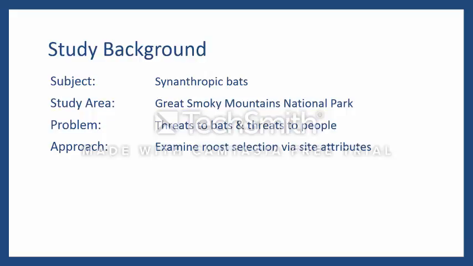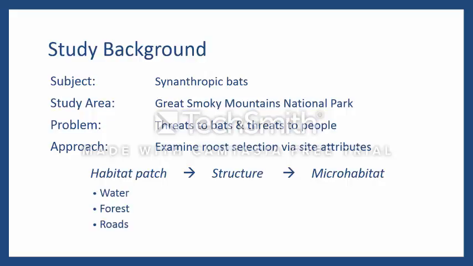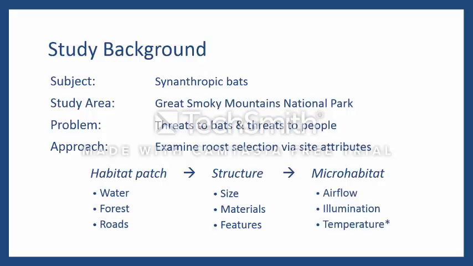been conducted in Europe. And what they've found by examining roost selection through comparing the site attributes of buildings that are used versus buildings that aren't, they suspect that bats select building roosts hierarchically. So starting at the habitat patch level, we're thinking proximity to water, forests, or roads. At the structure level, we might be thinking about things like size, what materials the building is made of, and what features it might have, so chimney or louvers or shutters.